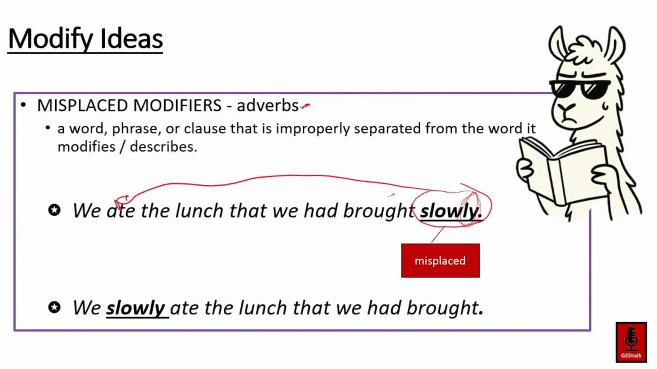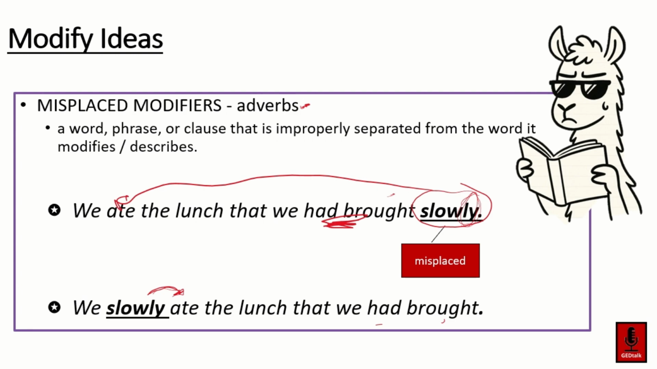Well, like I said, slowly is an adverb. It describes the verb. And it's not the verb had brought, because yes, had brought is a verb to bring something, but it's meant to describe how the food was eaten. So slowly is meant to be close to ate. That's why when we look at the correction, we have slowly next to the verb it's meant to modify and not next to any other verb, like the verb had brought. So the correction is we slowly ate the lunch that we had brought.